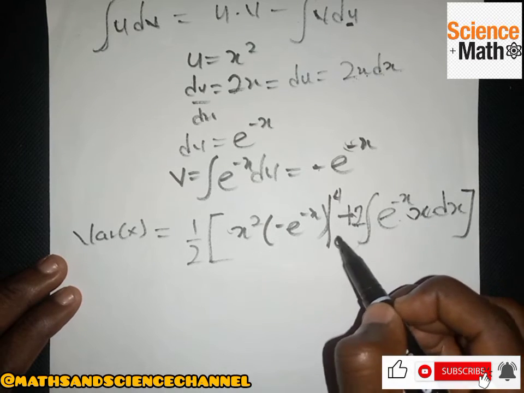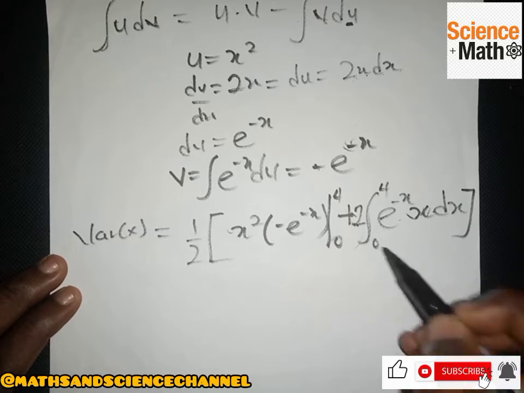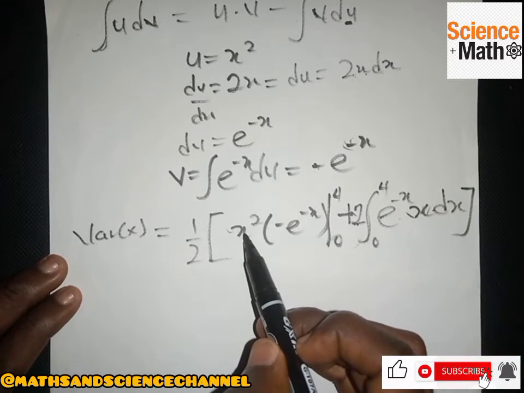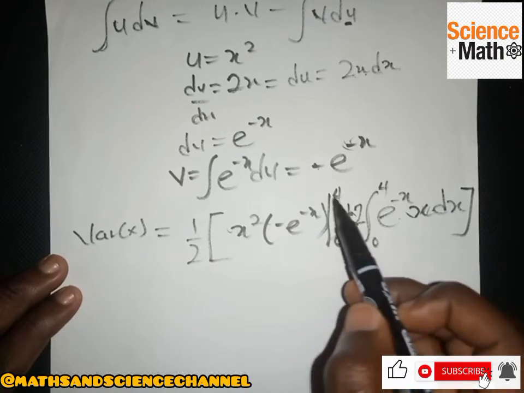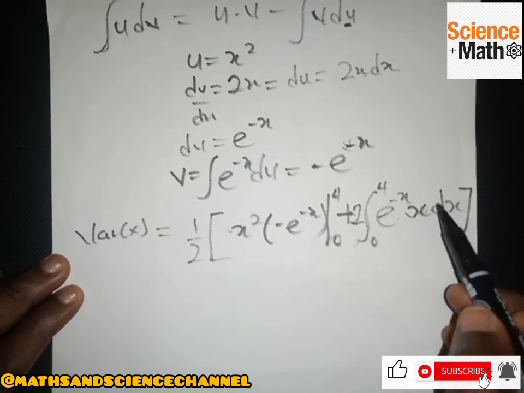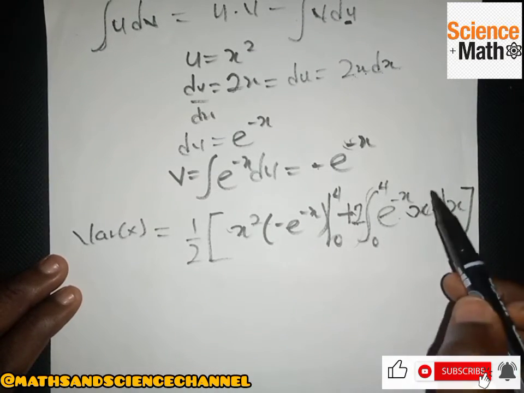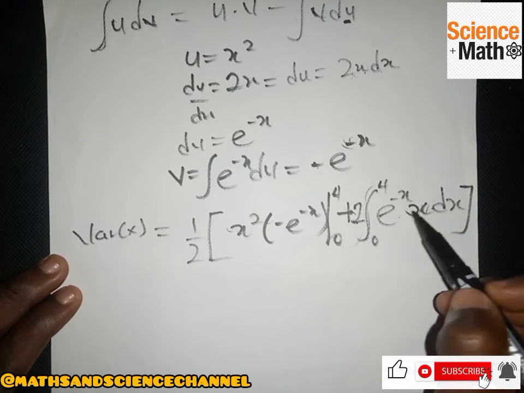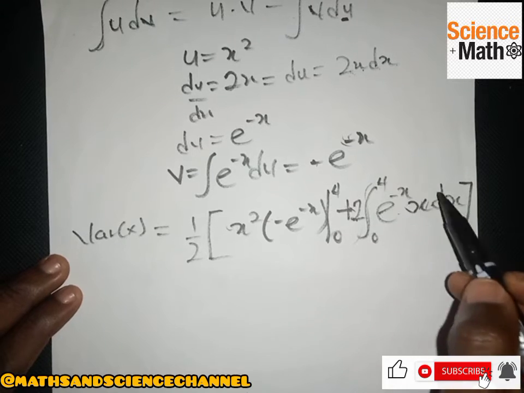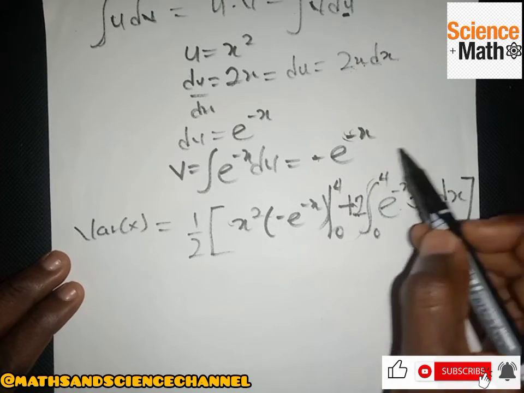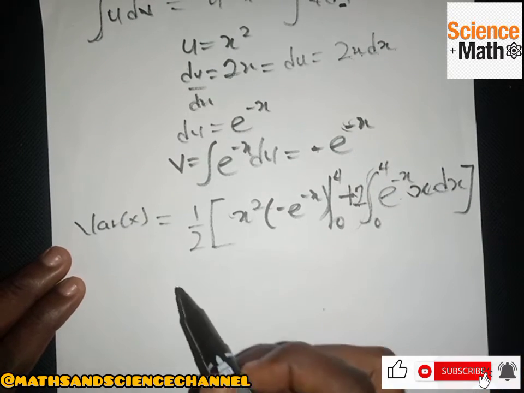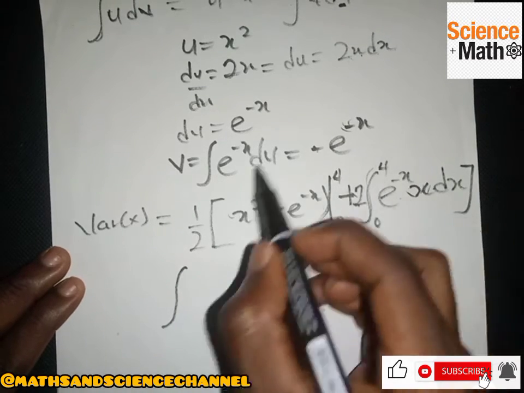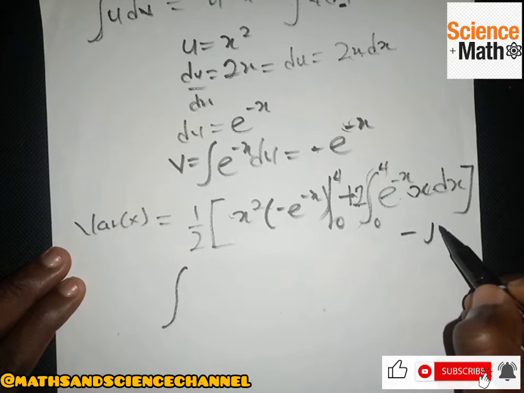Remember it's 4 to 0 here, and 4 to 0 here. With this side we can just substitute 4 into x and do the computation. But for this part we still have it in the integral, so we still have to do another integration by parts, just for this side. So let's consider that part only. Remember the variance is just that, minus mu squared.